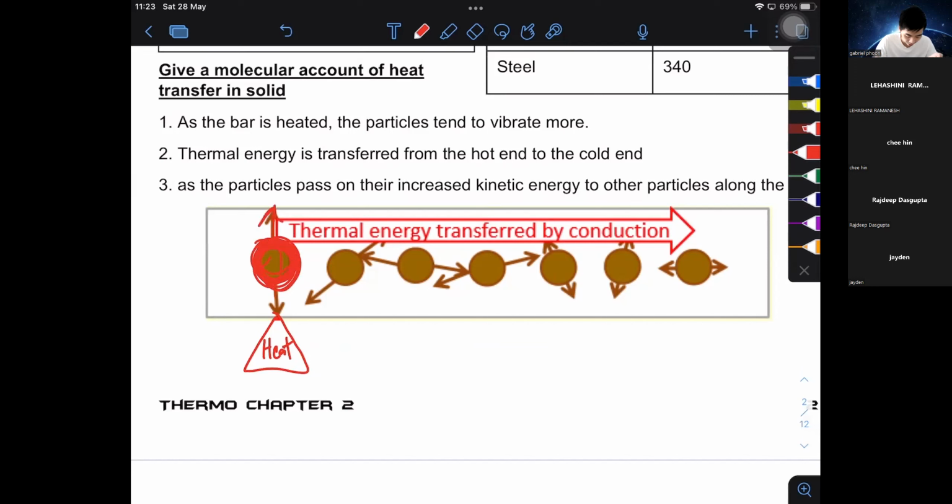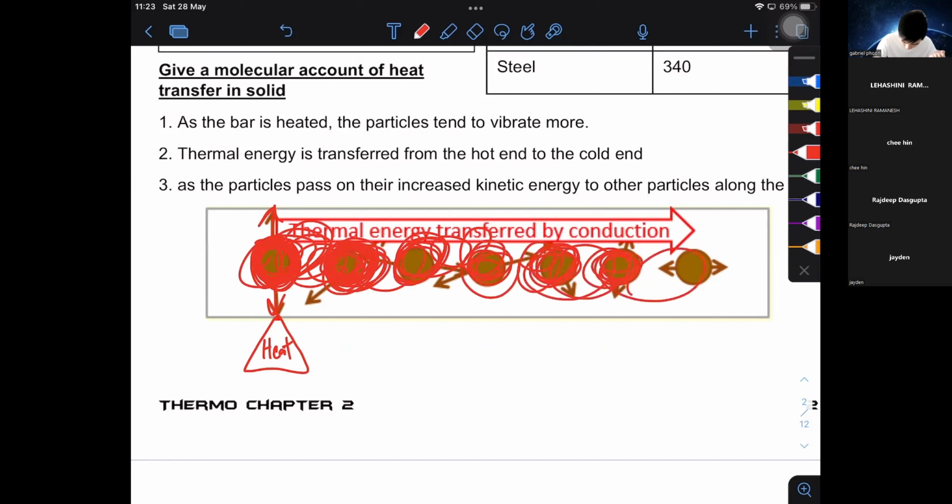And because of this vibration, they will essentially vibrate and pass on energy to the adjacent molecule here. When they vibrate and pass on energy, vibrate and pass on energy, again and again, this essentially occurs as a transference of energy and heat.